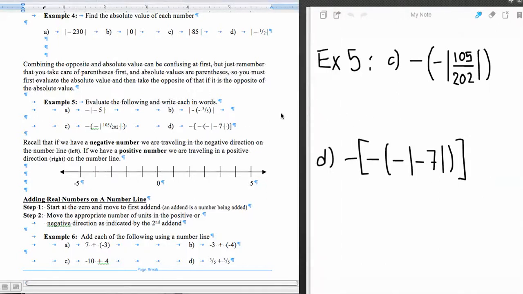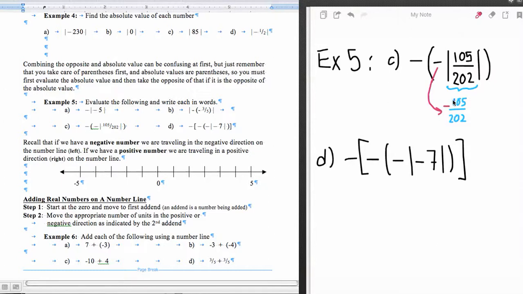So to continue with part C here, we have the absolute value to be evaluated first, and once we get that evaluated, that's just the number without its sign, 105 200ths. Then the next thing that we do is we say the opposite of that. So we're going to take the opposite of this number.